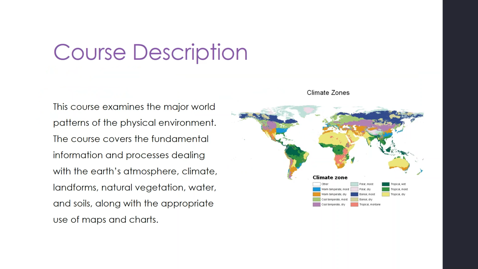The course description as listed in Miramar's catalog is: this course examines the major world patterns of the physical environment. The course covers the fundamental information and processes dealing with the Earth's atmosphere, climate, landforms, natural vegetation, water, and soils, along with the appropriate use of maps and charts. Here we can see a map of climate zones globally. We are certainly going to look at a lot of maps this semester, but that's not all we're going to do. We're going to learn about everything from how clouds form to why volcanoes erupt.